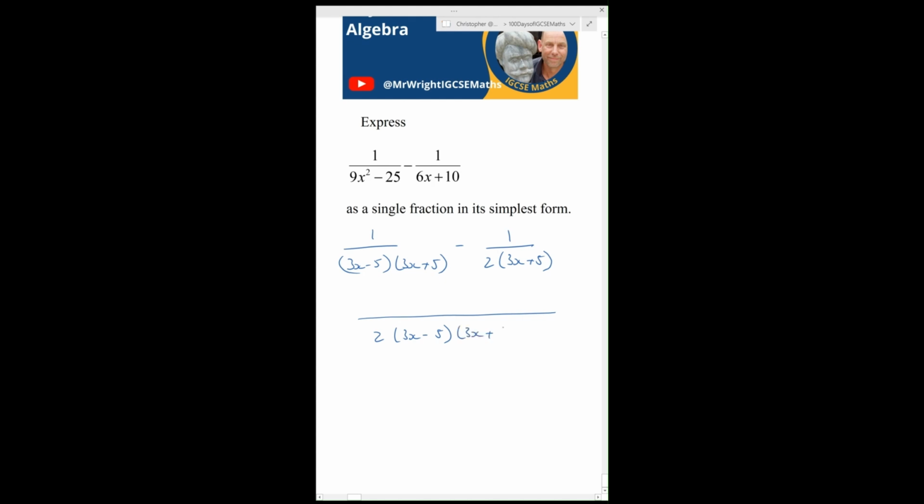So I'm going to multiply top and bottom of the first fraction by 2 and top and bottom of the second fraction by 3x minus 5. If I simplify that, it's 2 plus 5, 7 minus 3x over that common denominator. And that is the question done.